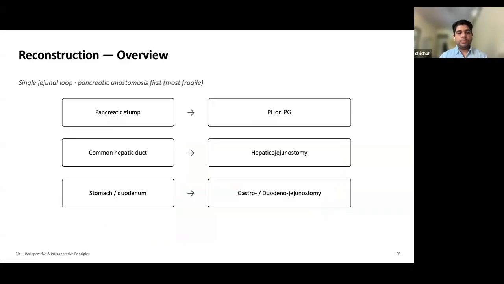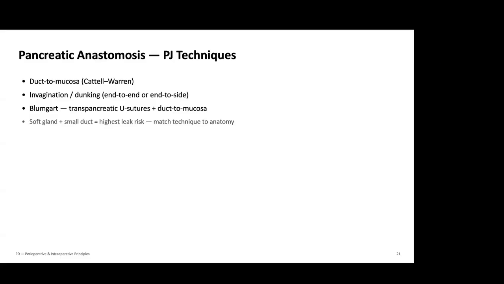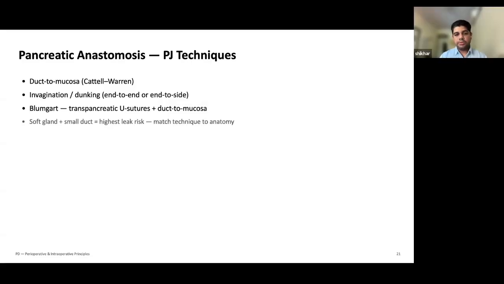Regarding reconstruction of the pancreatic stump, we can do either PJ or PG, pancreaticogastrostomy. Routinely, we are doing PJ in our center, which is the preferred one, and that can be either duct to mucosa. Especially if there is a small duct, then we go for invagination or dunking. One modification of the duct to mucosa is the Blumgart technique, in which we take transpancreatic U sutures and then go with the duct to mucosa.